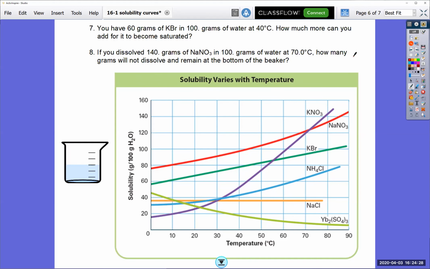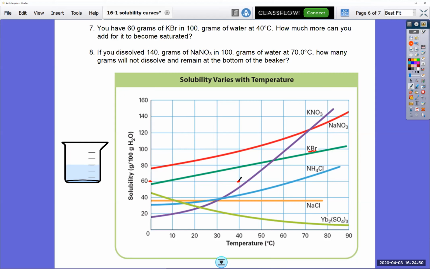Okay, question number 7. You have 60 grams of KBr. So I'm only looking at the green one, KBr. I have 60 grams, so there's the 60 mark at 40 degrees Celsius. So here I'm at. I crossed my temperature with my amount of solute I dissolved. How much more can you add for it to become saturated?